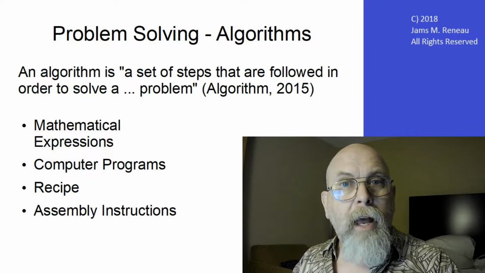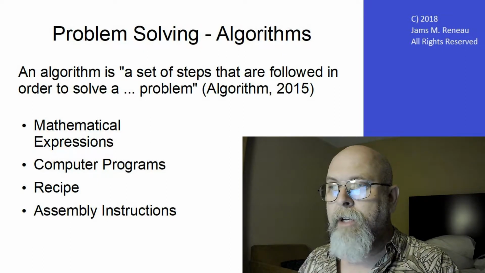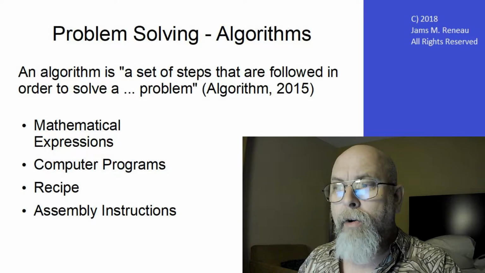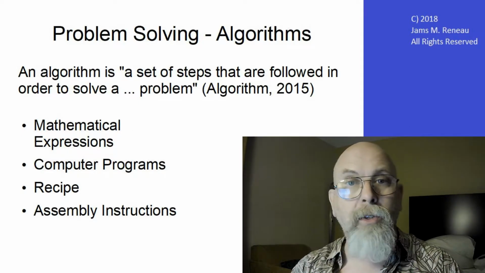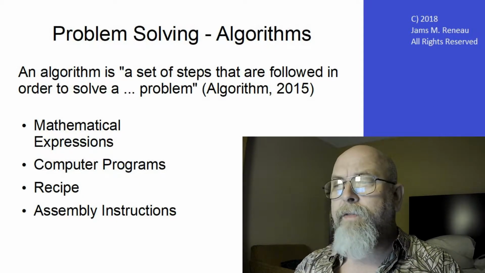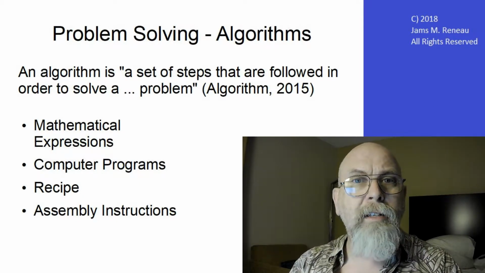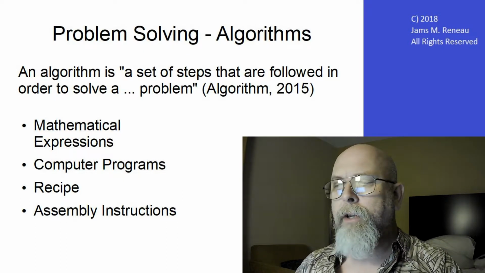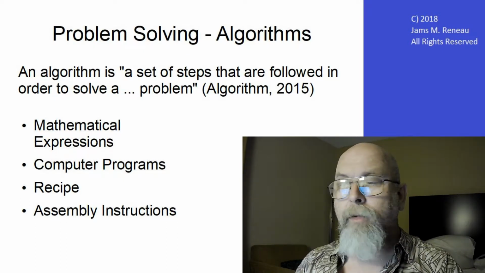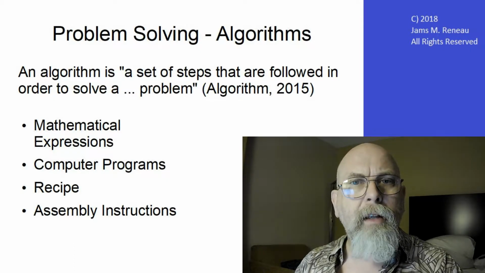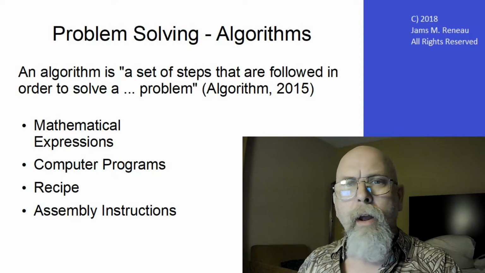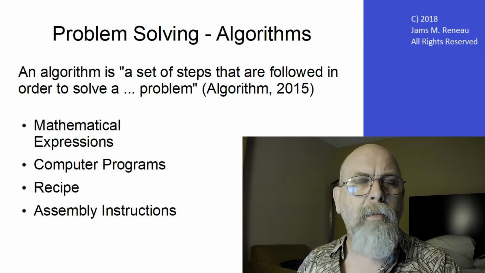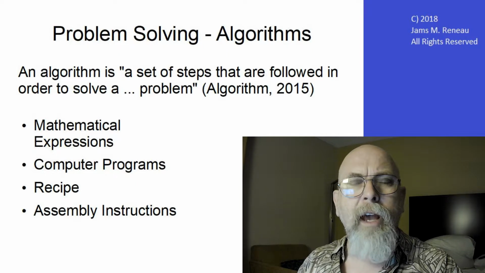The other term I would like to define in this introduction is an algorithm. An algorithm, again according to the dictionary, is a set of steps that are followed in order to solve a problem. You can think of a mathematical expression as an algorithm for solving a problem. You can think of computer programs as an algorithm. You can think of a recipe like you have in the kitchen to make bread or make a cake as an algorithm, or assembly instructions or other algorithms. Stop and think for a moment of some of the other algorithms you know of in your life and use.